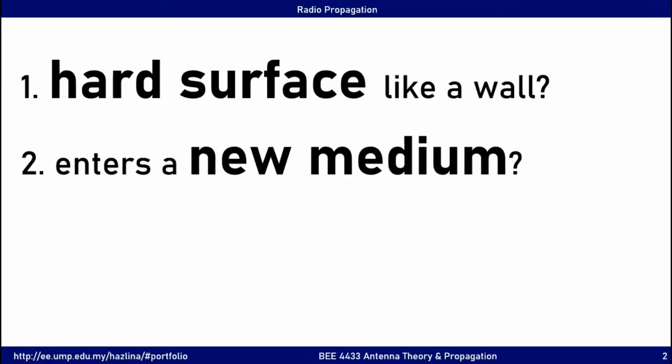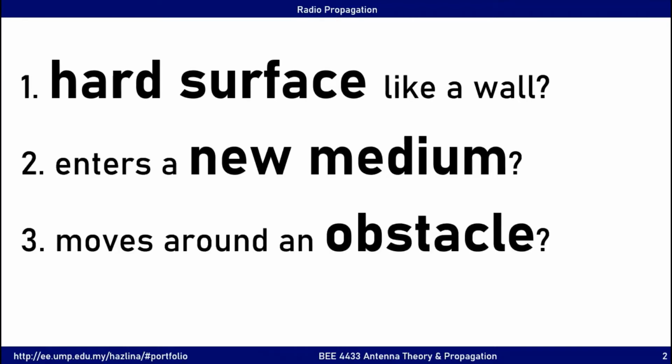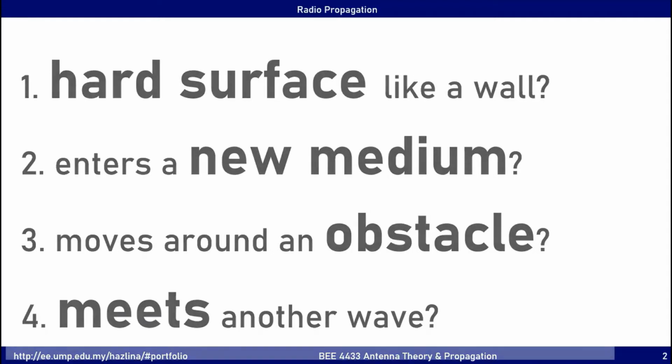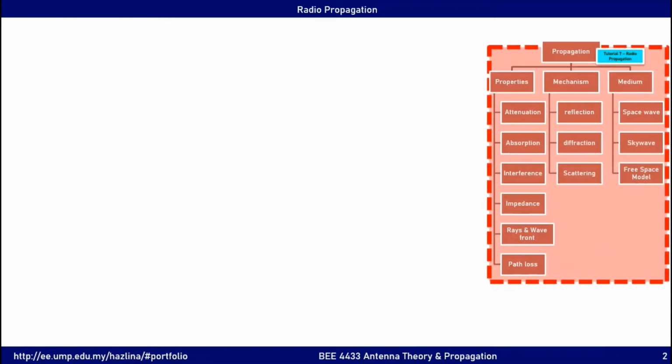Now, what happens when the radio wave meets a hard surface like a wall, or enters a new medium, or moves around an obstacle, or meets another wave? Do the waves remain the same? Does this situation affect the signal carried by these waves? These are the conditions that we will look into this session: radio propagation, another topic of BEE 4433 antenna theory and propagation.